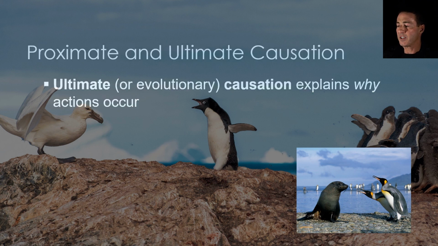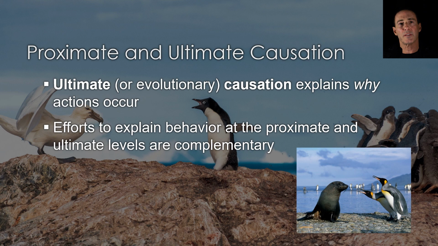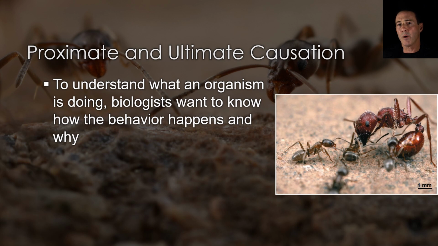Behavior is like other phenotypes in that it can evolve by natural selection. A behavior is adaptive if it increases an individual's fitness, meaning ability to produce viable, fertile offspring. There are many ways a behavior might help individuals to produce offspring in a particular environment. Investigating behavior at the proximate and ultimate levels can often work together well. By investigating both how the behavior happens and why, biologists can better understand what an organism is doing.